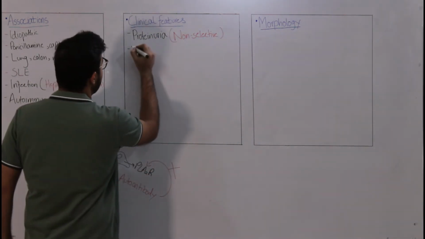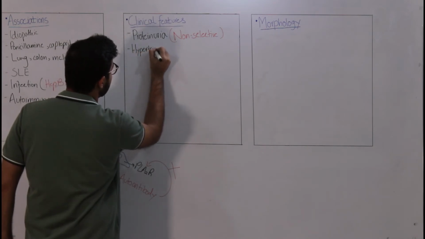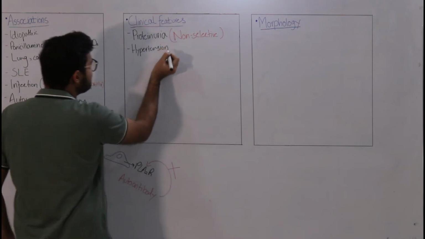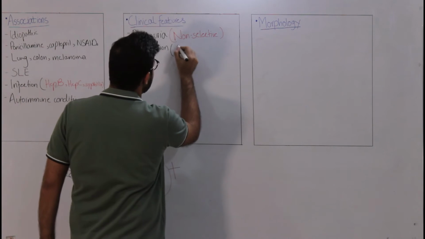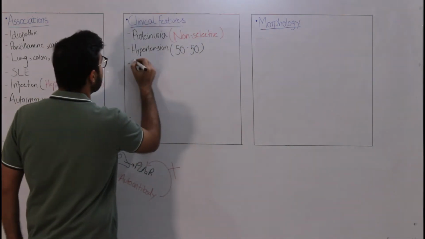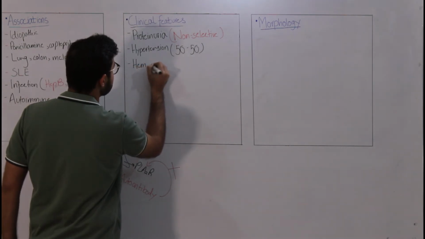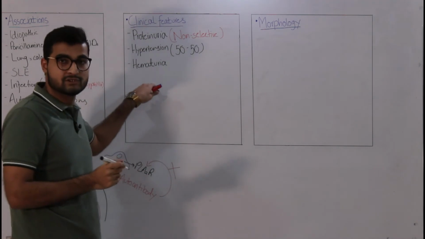Apart from that, you will have hypertension present in such patients. But hypertension might be minimal, might not be there. So it's going to be a 50-50 chance, right? It's going to be 50-50. Apart from that, you can have hematuria. In patients of membranous nephropathy, you can have hematuria.